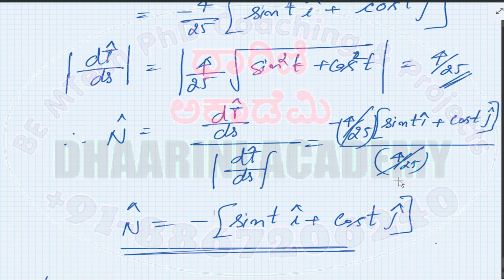Once you simplify this further, you can see that the magnitude of dT by ds is 4 by 25. So substituting in this equation, the vector which you got is this, divided by the magnitude is this. So 4 by 25, 4 by 25 gets cancelled, and we get the n cap, which is the required unit normal vector, like this.